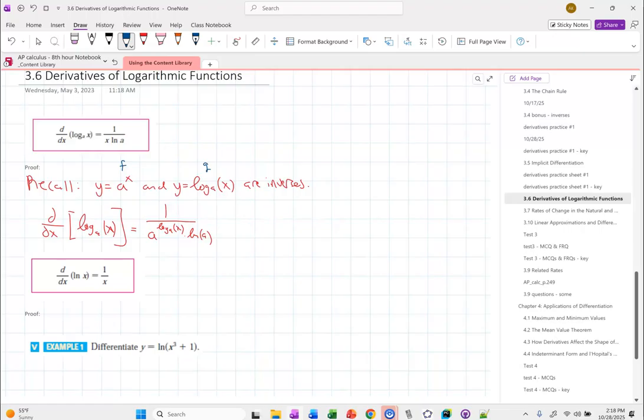What is a to the log base a of x? Composition of inverses, right? So it should equal what? You're close. Did you say 1? Yeah. You're close. x is what it's going to equal. Like exponent base a cancels log base a, and you're left with just x.